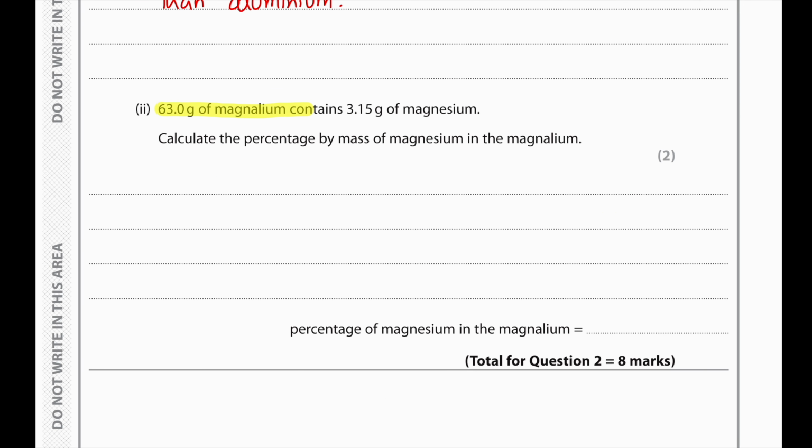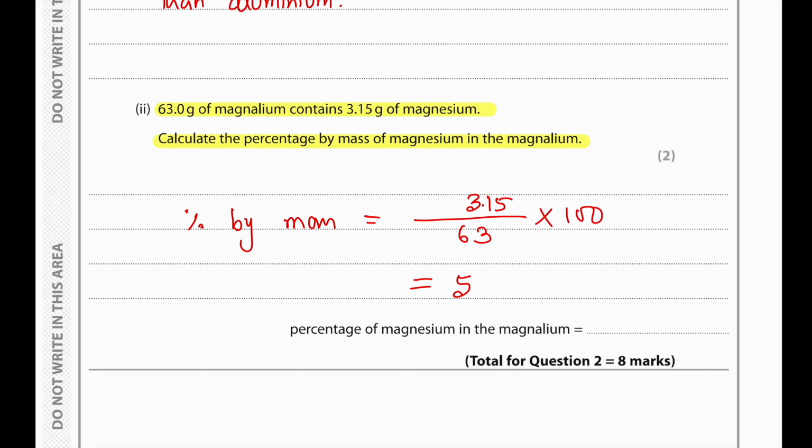63 grams of magnesium contains 3.15 grams of magnesium. Calculate the percentage by mass of magnesium in the magnesium. To find percentage by mass, we need to put 3.15 over the 63 grams of magnesium times 100. This will give us 5.0.